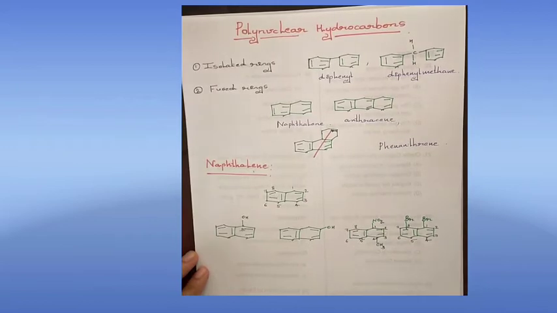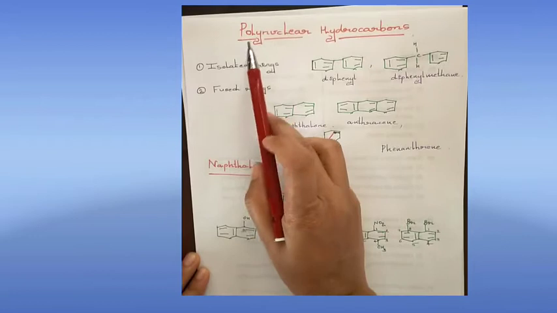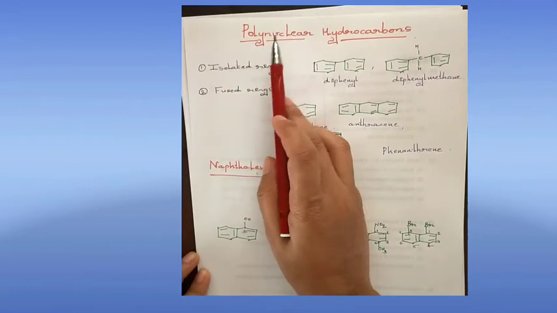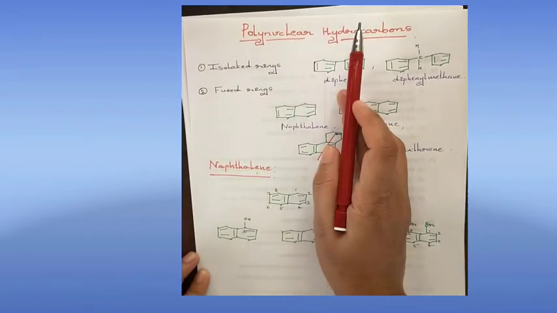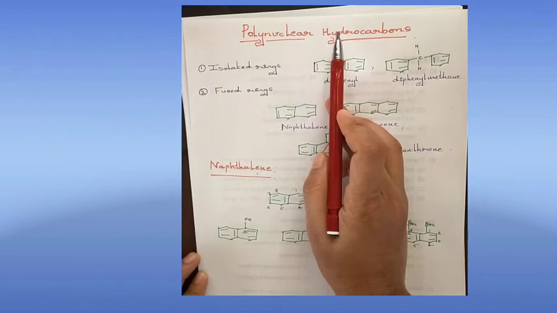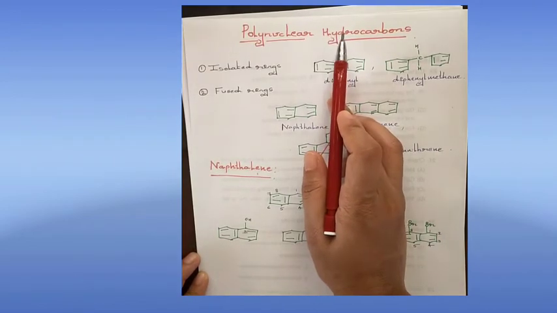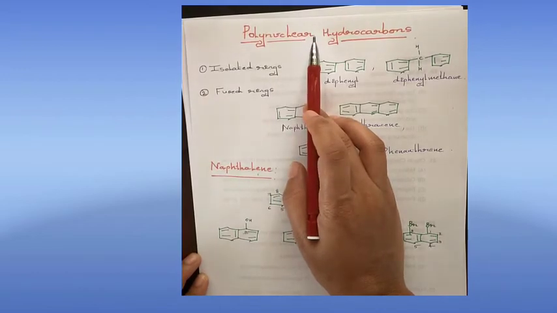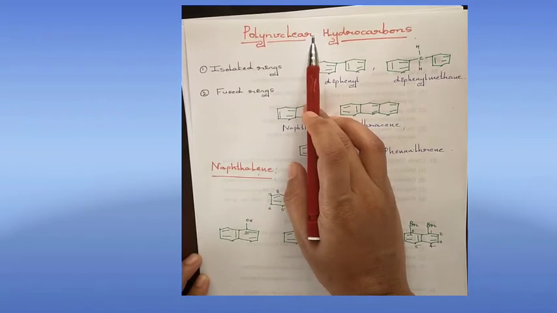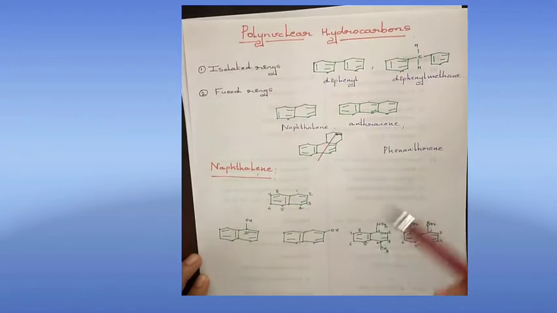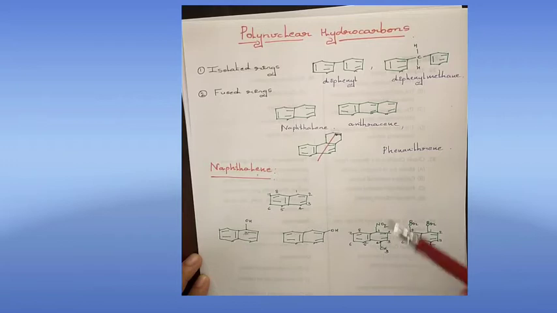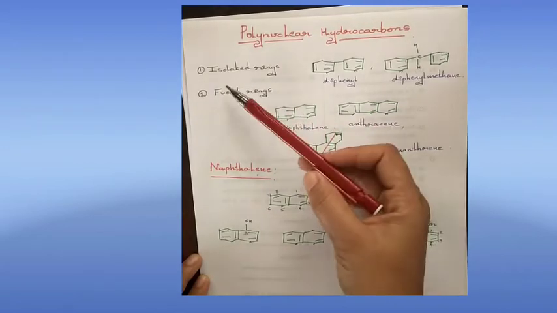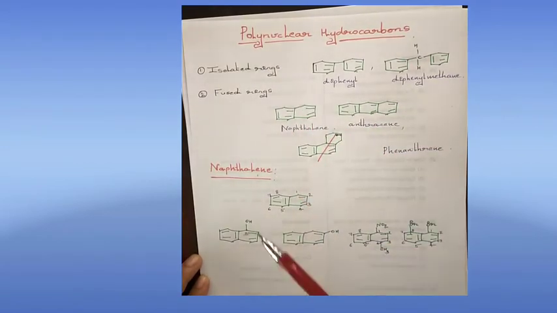Topic: polynuclear hydrocarbons. The name itself says that poly means many, nucleus hydrocarbons. Hydrocarbons means it contains hydrogen and carbon. Polynuclear hydrocarbons is the class of aromatic hydrocarbons containing multiple aromatic rings. That means it contains more than one benzene ring. Here electrons are delocalized in it.